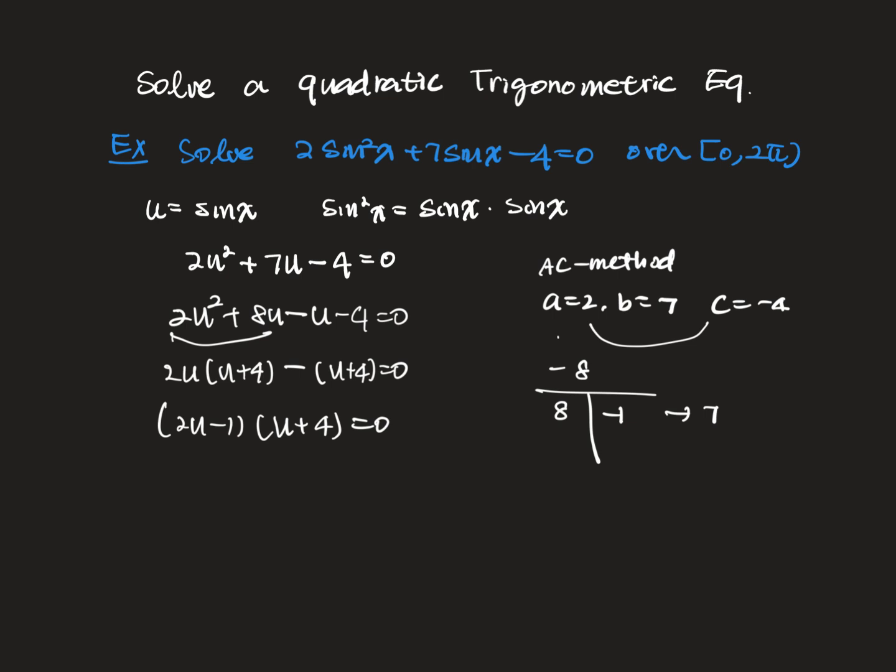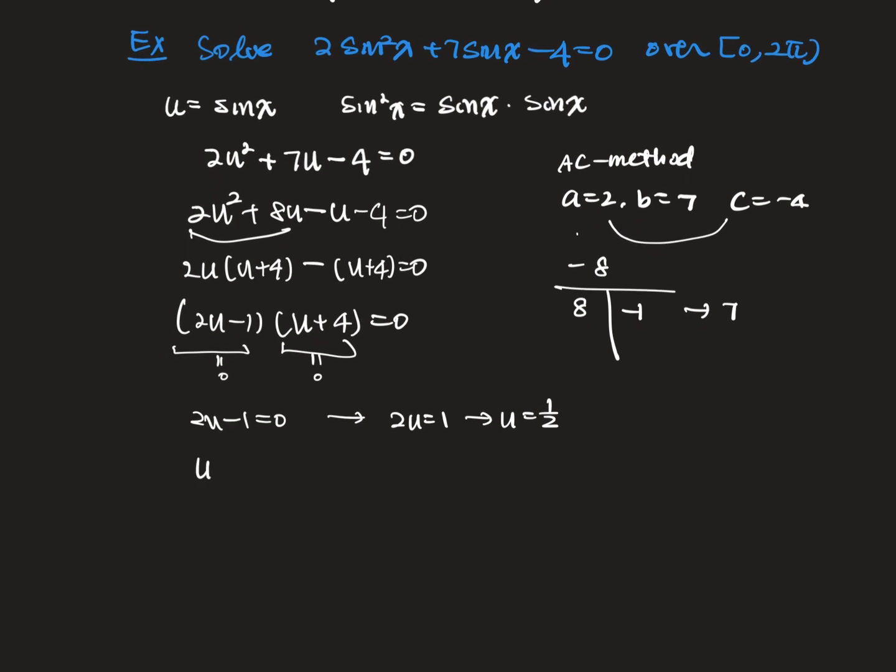For a quadratic equation, always try the factor method first. So you set the first factor equal to 0: 2u minus 1 equals 0, which means 2u equals 1, so u equals one half. Second factor: u plus 4 equals 0, so u equals negative 4. What is u? Go back to the original: it's sine x. Sine x is one half, and sine x is negative 4.